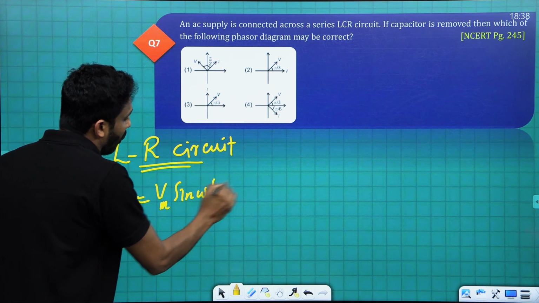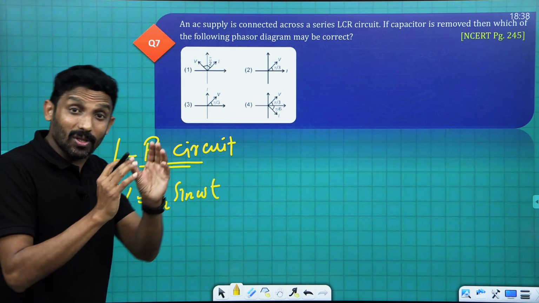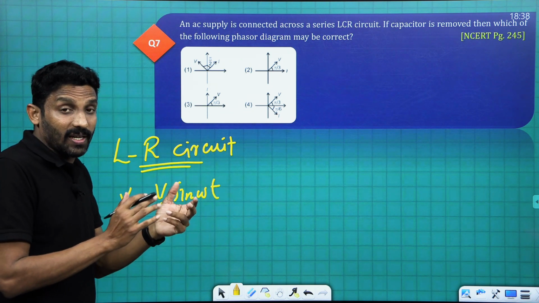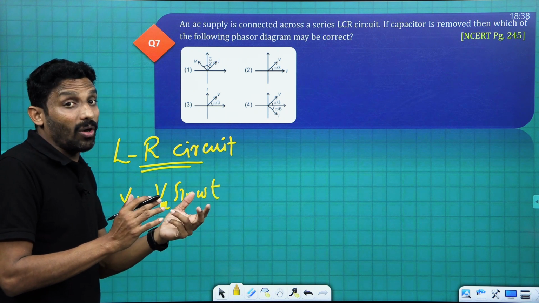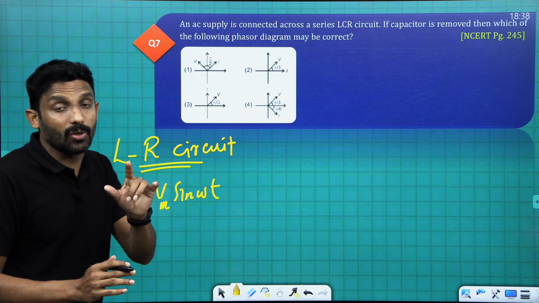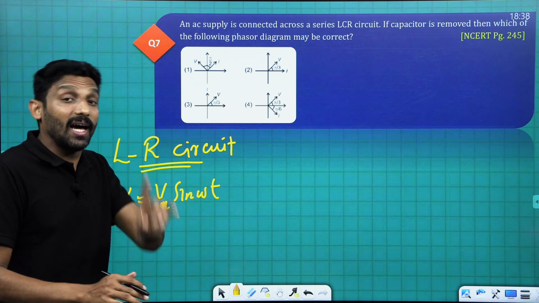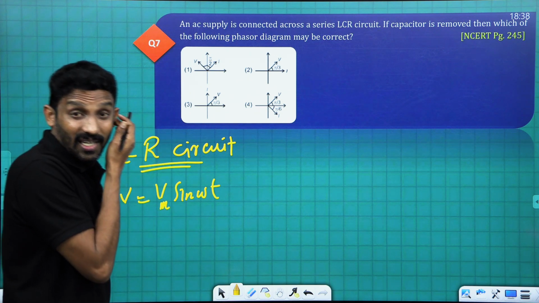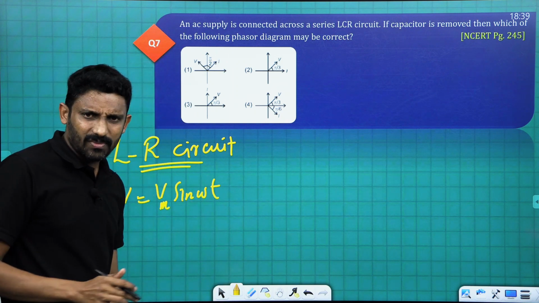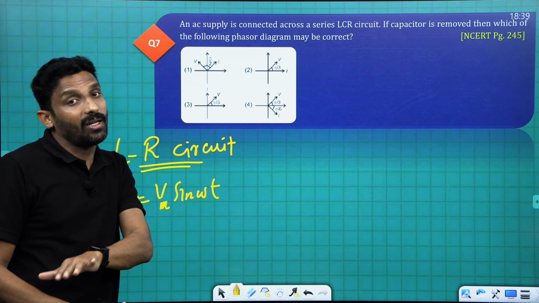Suppose we can take so. V is equal to Vm sin omega t. And we are checking the expression for the current. How the current in the circuit, whether it is leading or lagging, or whether it is in the same phase, that only we are checking. In the case of resistor only circuit, we studied that current is in same phase with the voltage. And in the case of inductor only circuit, the current is lagging behind the voltage.